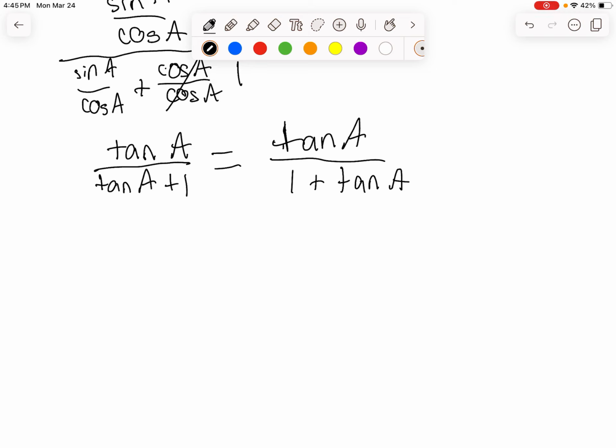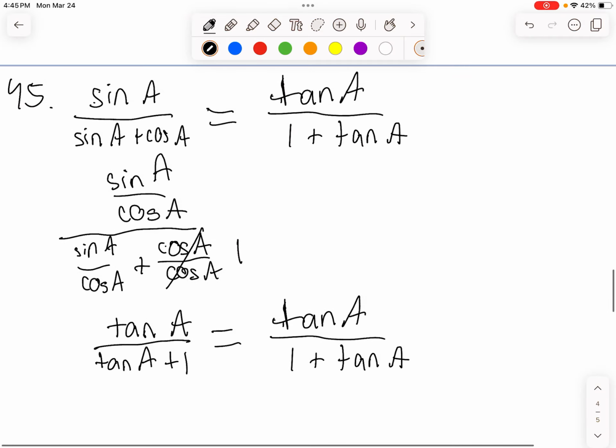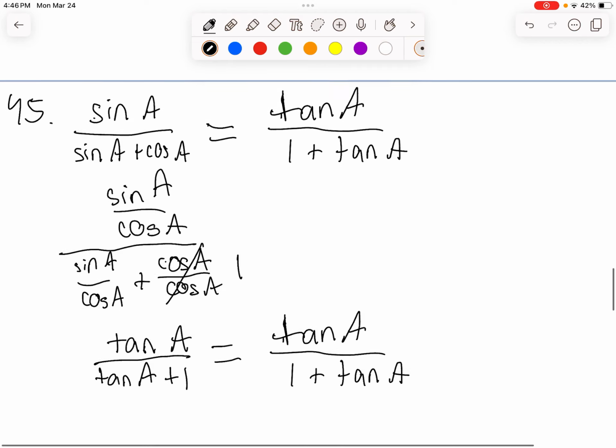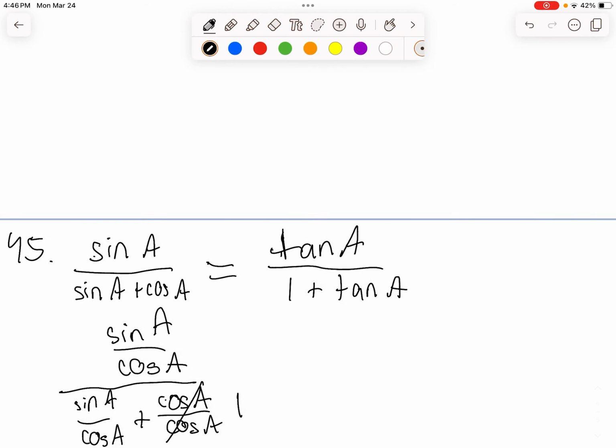I should probably do a little moral lesson. Do not forget you can divide by terms, because I did, and I spent my time trying to multiply by sine A plus cosine A, and that was a whole mess, and it took me a whole bunch of time. Please learn from my mistakes.